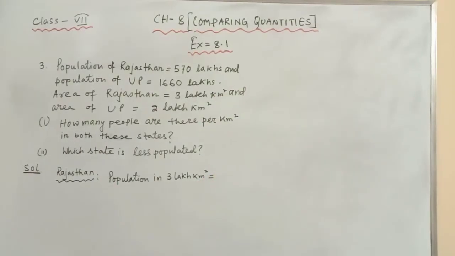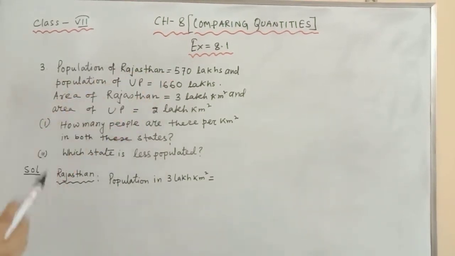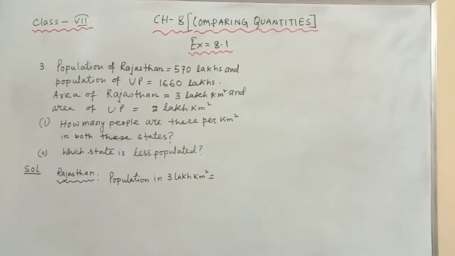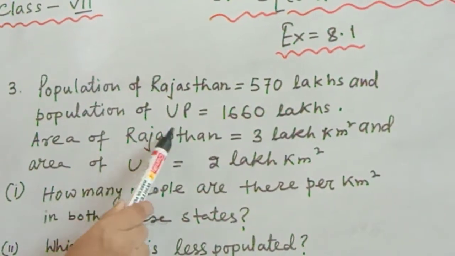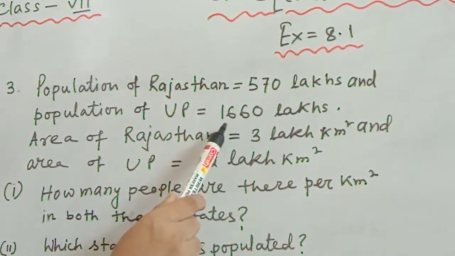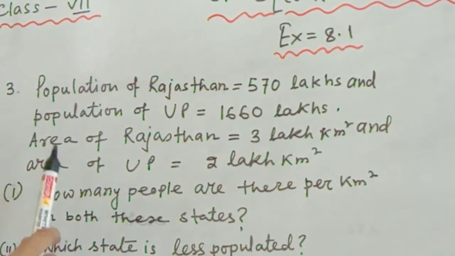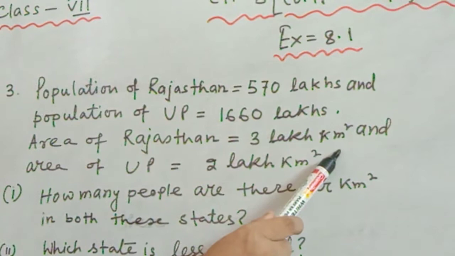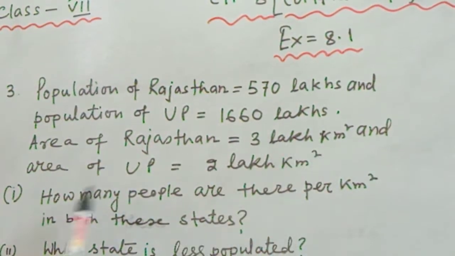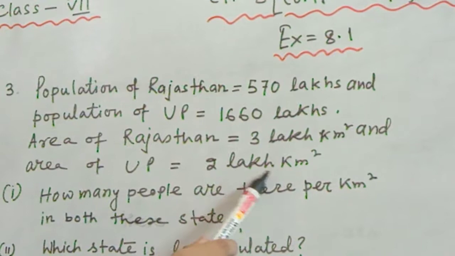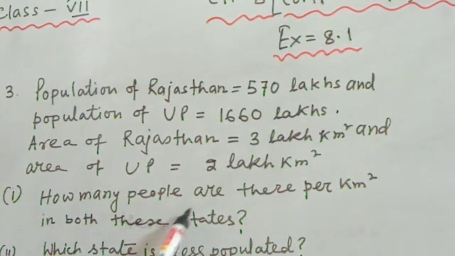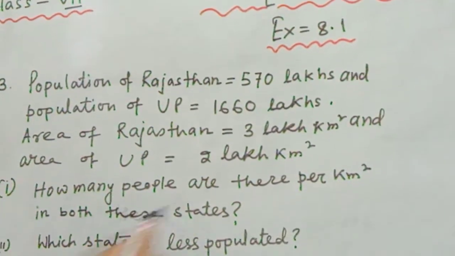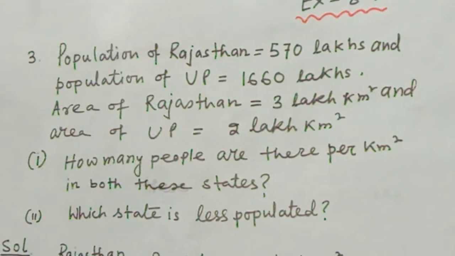Today we will do question number 3 from exercise 8.1, chapter 8, comparing quantities. In question number 3, the population of Rajasthan is 570 lakhs and the population of Uttar Pradesh is 1660 lakhs. Area of Rajasthan is 3 lakh kilometer square and area of Uttar Pradesh is 2 lakh kilometer square. Now the question is how many people are there per kilometer square in both these states.